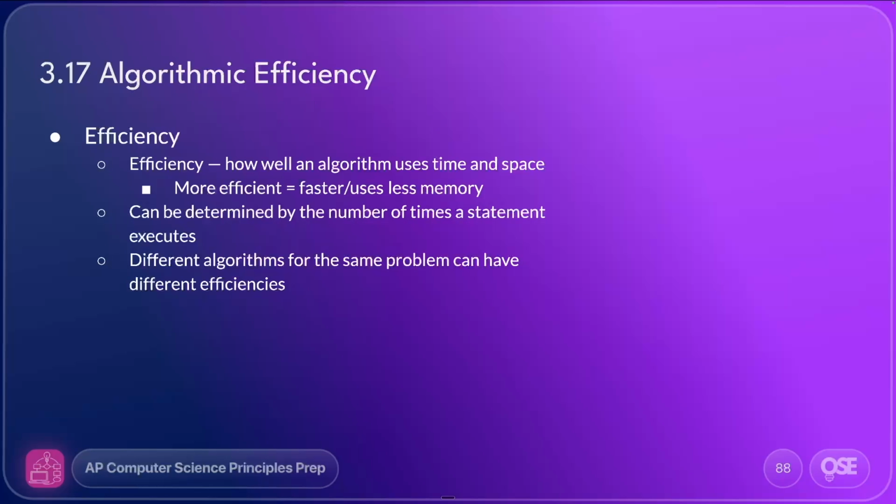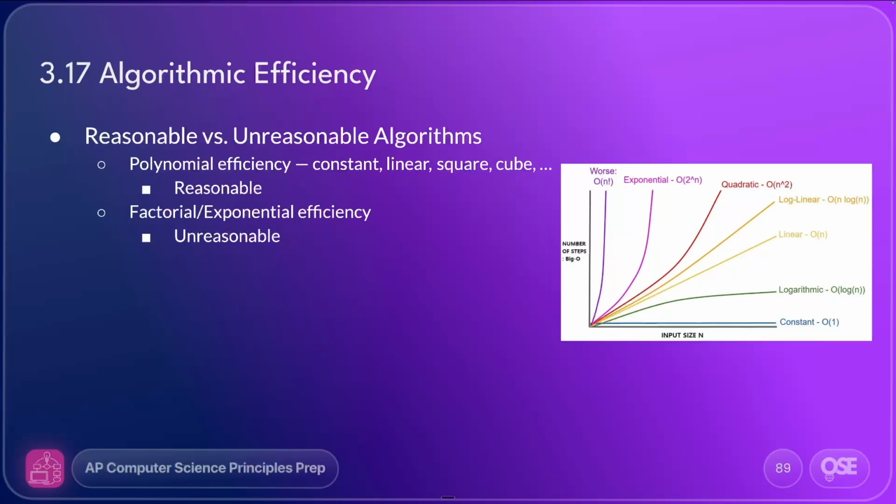Efficiency. Efficiency is how well an algorithm uses time and space. So the less time it uses, the less space it uses, the more efficient it is. It can be determined by number of times a statement executes. And different algorithms for the same problem can have different efficiencies. Some algorithms are reasonable and some are unreasonable.